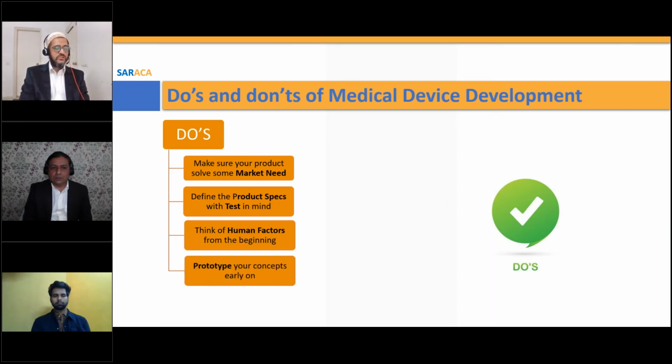Then prototype your concepts early on. Good idea to prototype early on, no matter how detailed your design is. So sometimes the design is not that detailed, so it's a good idea to do some early mock-ups depending on the different process itself. So you can go for 3D printing, you can go for very rough prototypes. That will give a good confidence to the stakeholders as well, and you'll get to learn a lot of things from the prototypes so that you can incorporate that in your design.